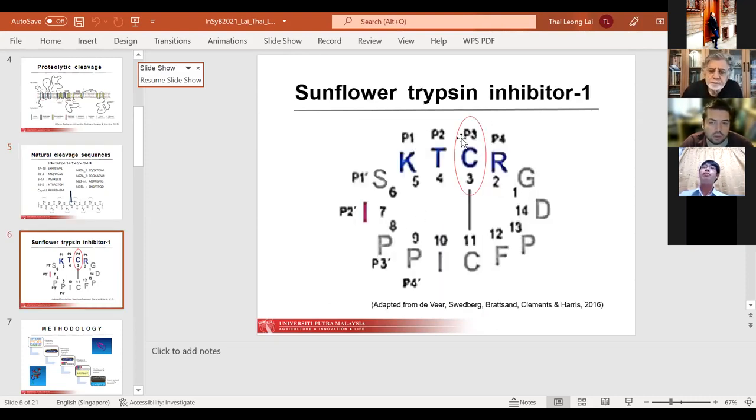What you show here is a cyclic peptide. So one end is connected to the other with a peptide bond, so it forms a cycle. All the peptides are like this, cyclic peptides. Yes.